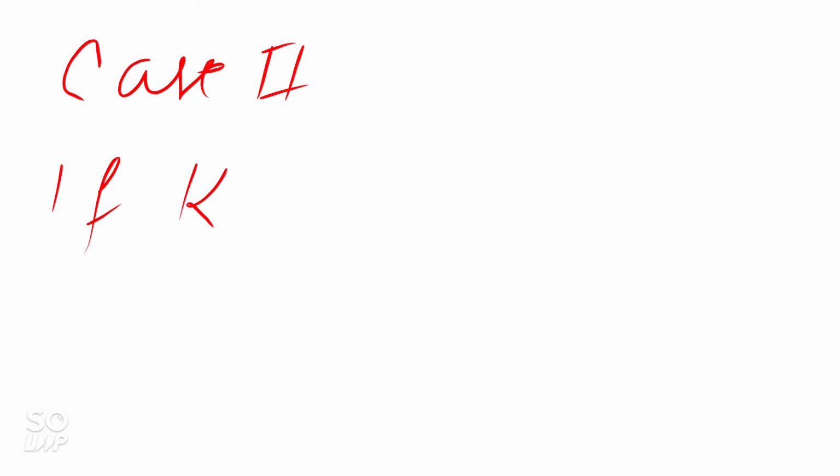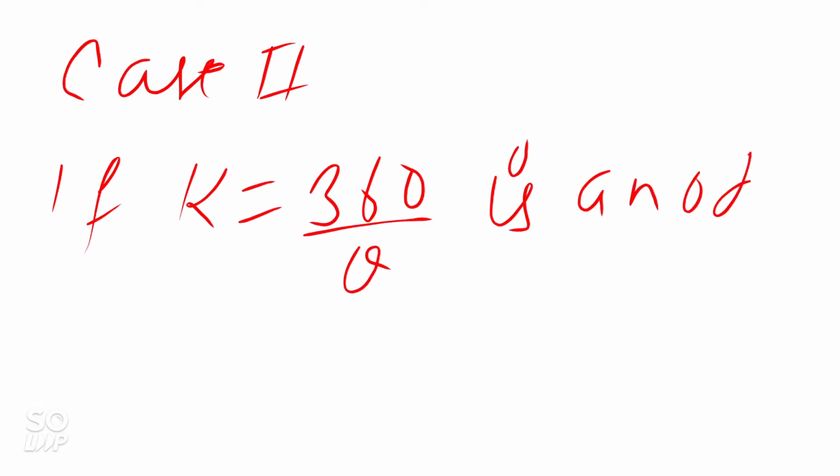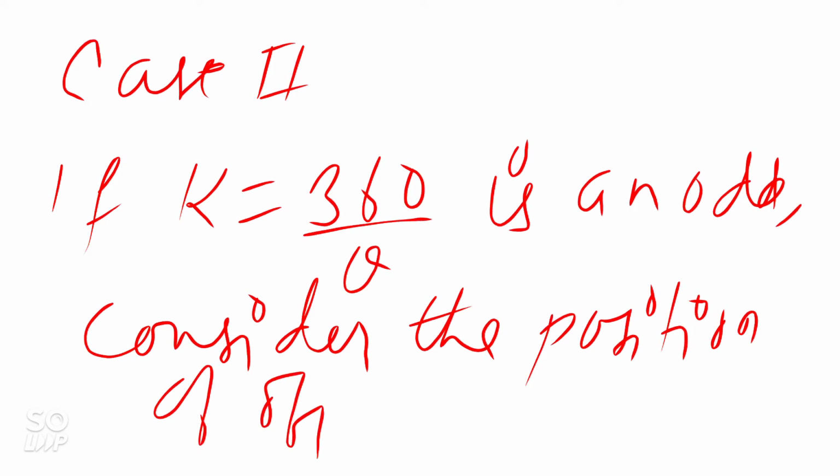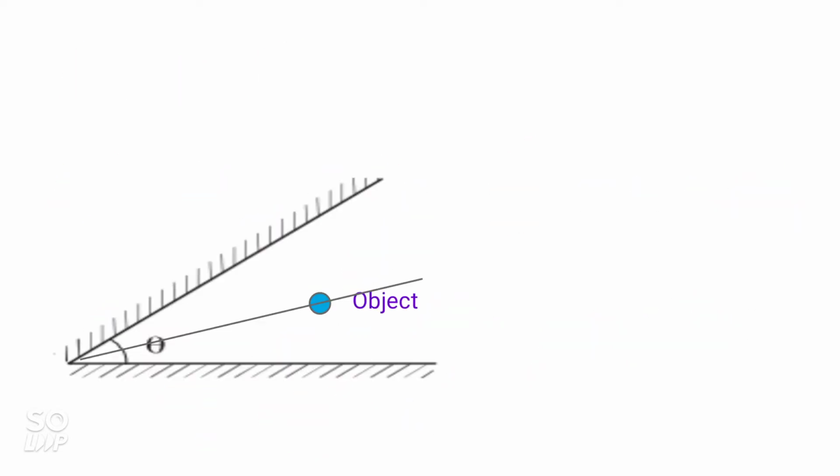Now if the term k equals 360 divided by theta is an odd number, then this time we need to consider the position of the object also. Okay, now how are we going to consider the position of the object? Let's see here. In the diagram you can see a straight line that passes through the point of intersection of these two plane mirrors and also through the object. This line is dividing the angle theta into two angles, theta 1 and theta 2.